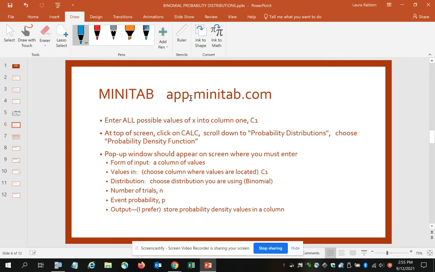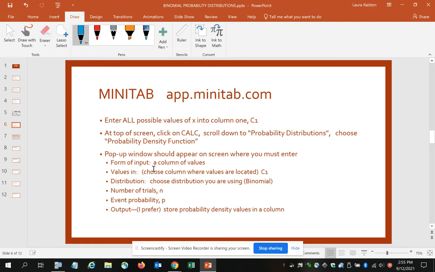You can go to app.minitab.com. And what you're going to do is enter the possible values for x in column 1. And then we choose the command. We go to Calc, scroll down to Probability Distributions, and then we choose Probability Density Function. You should at that point get a pop-up window where you have to enter about 6 pieces of information.